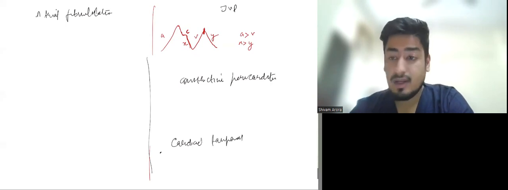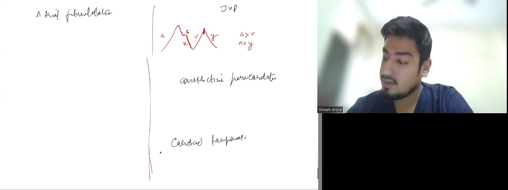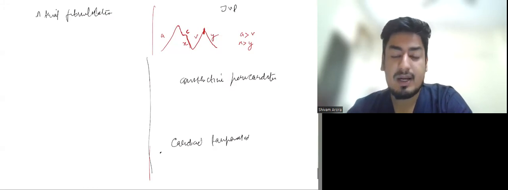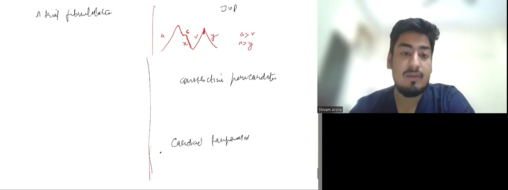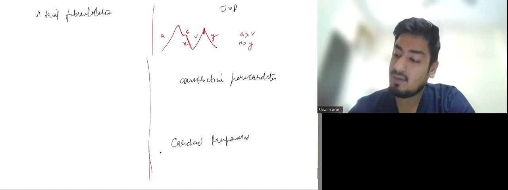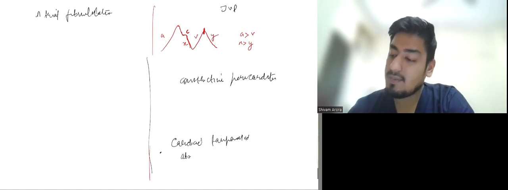This is a very commonly asked question. What happens in pericardial tamponade is that there is a lot of fluid in the pericardium which is compressing the RV. Okay, so there is no passive filling of RV. So there won't be any Y wave. So in cardiac tamponade, there will be absent Y wave.